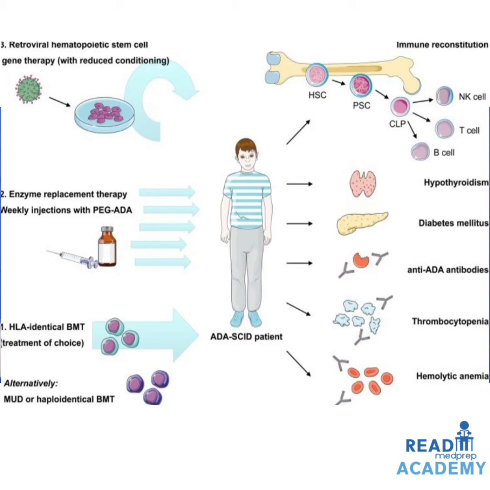All these have an effect on the immune reconstitution, where the hematopoietic stem cells and pluripotent stem cells are stimulated, and slowly all the B cells, T cells and NK cells that are formed are very efficient. It also helps in reduction of hypothyroidism and diabetes mellitus. It also produces anti-ADA antibodies which can destroy the ADA that is surviving in the body. And it also helps in reducing thrombocytopenia and hemolytic anemia.